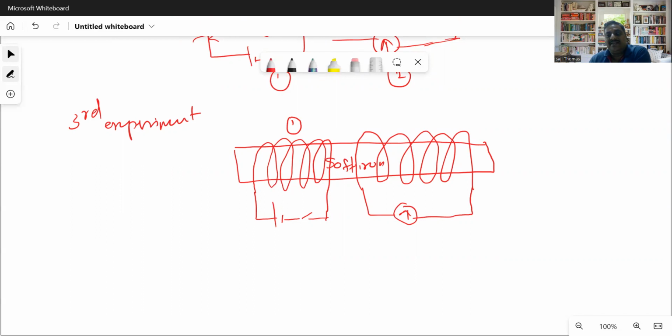So what is electromagnetic induction? It is the phenomenon of production of an induced EMF or a current in a circuit whenever the magnetic flux linked with it changes. Okay, this is electromagnetic induction.